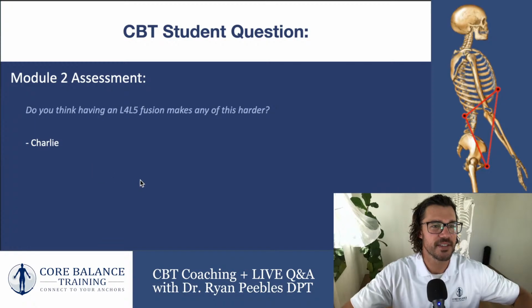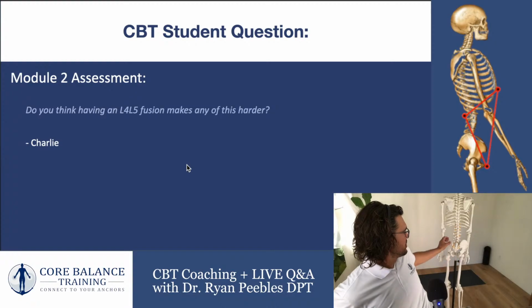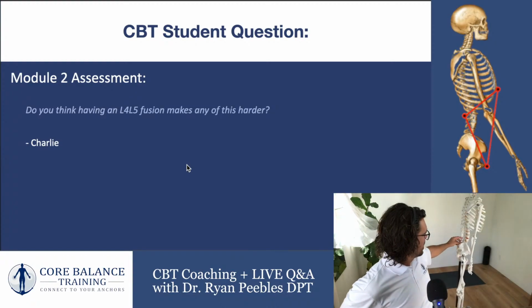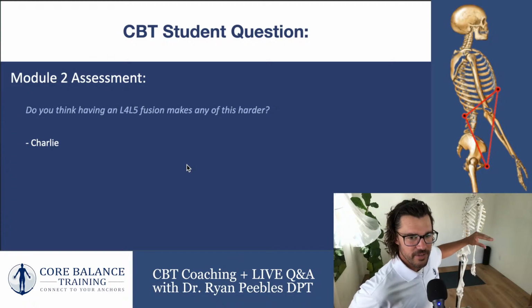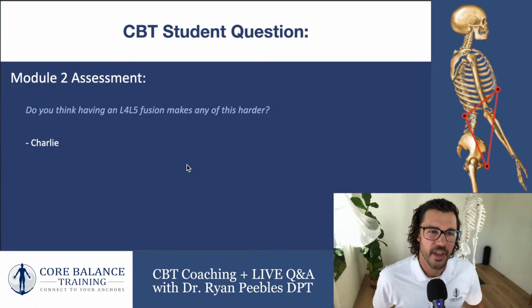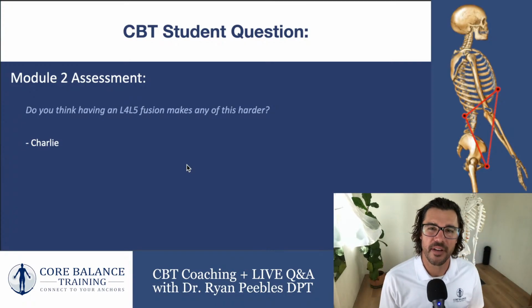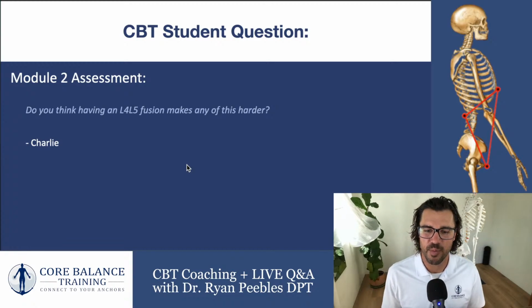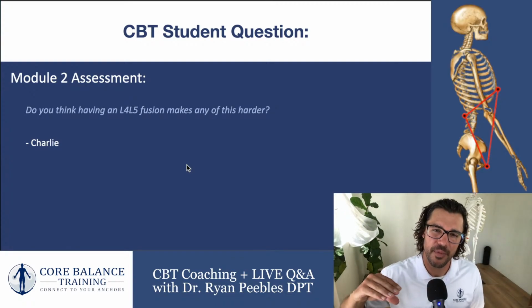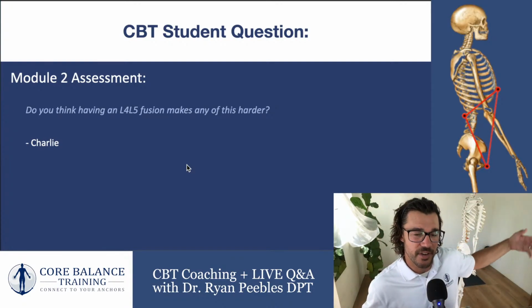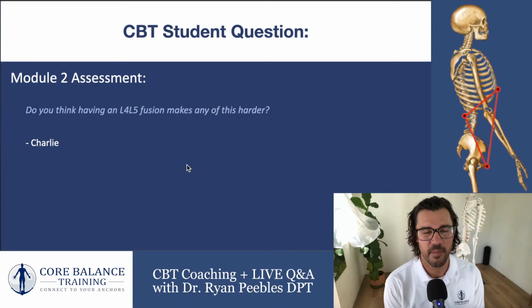So Charlie in Module 2 says, do you think having an L4, L5 fusion makes any of this harder? So lumbar fusion in levels L4, 5 means that that level doesn't move. So if we are looking at Skeletor here, this is L4, 5, and this joint, which would normally have a little bit of movement in all directions, won't move. And so what that means is that it's not responsible for any major movements that the body does. It's just a subtle ability to rotate a little bit. And combined, all the levels of the spine doing that combined allows for a lot of movement. But Charlie, you're just going to be missing a little bit of movement.